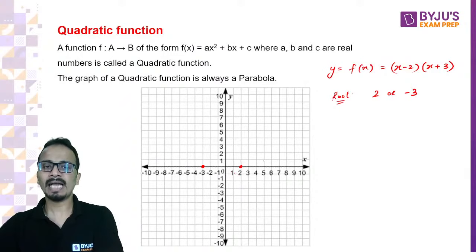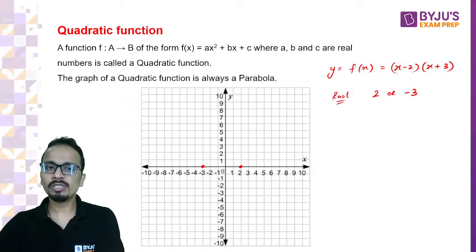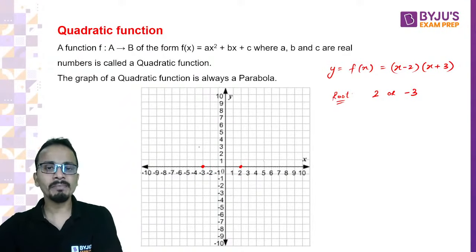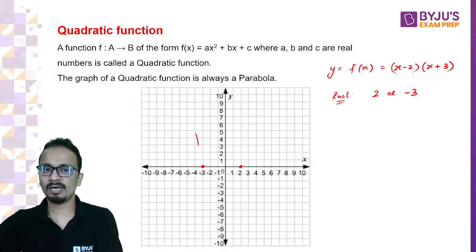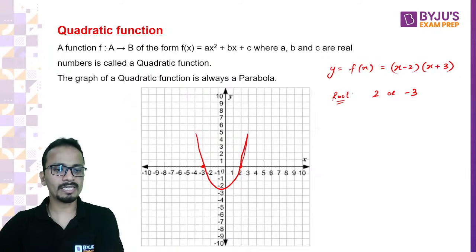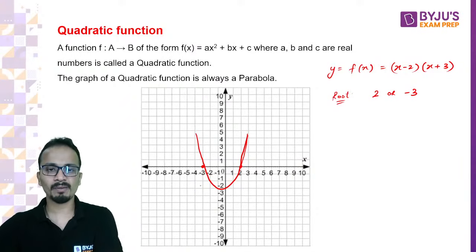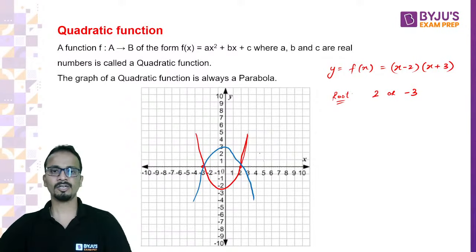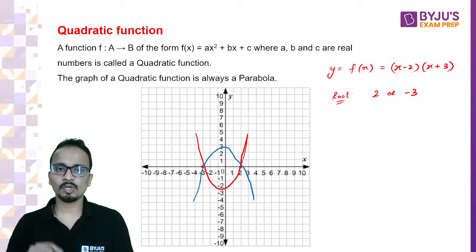Now passing through these 2 points, I can make 2 different types of parabola. One parabola can be an upward opening parabola in general, and another parabola that I can draw can be a downward opening parabola, something like this. Now in this case, which type of parabola should be considered?